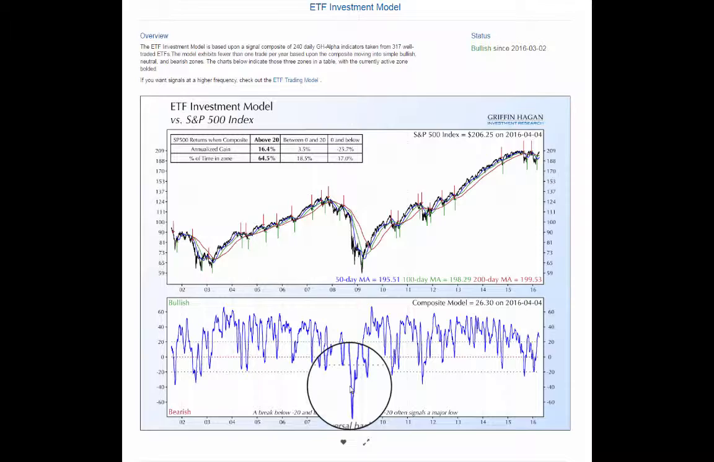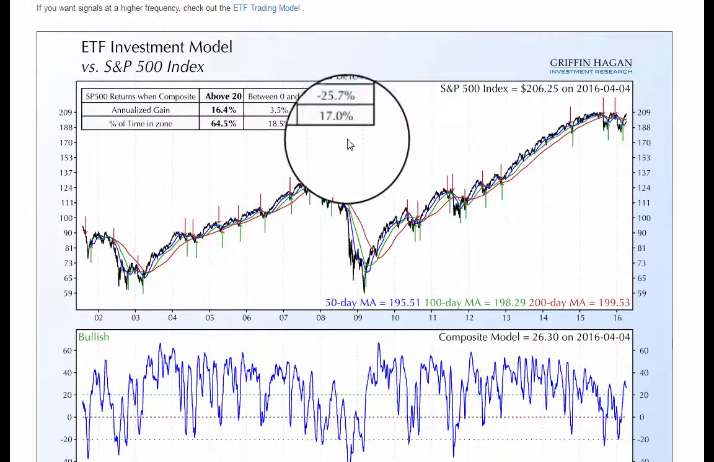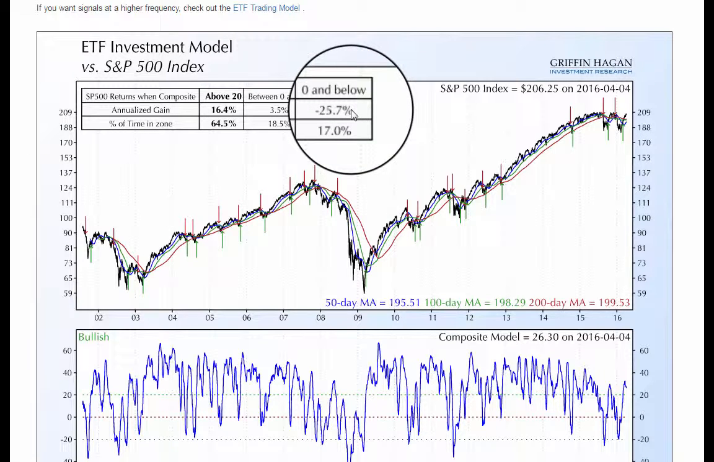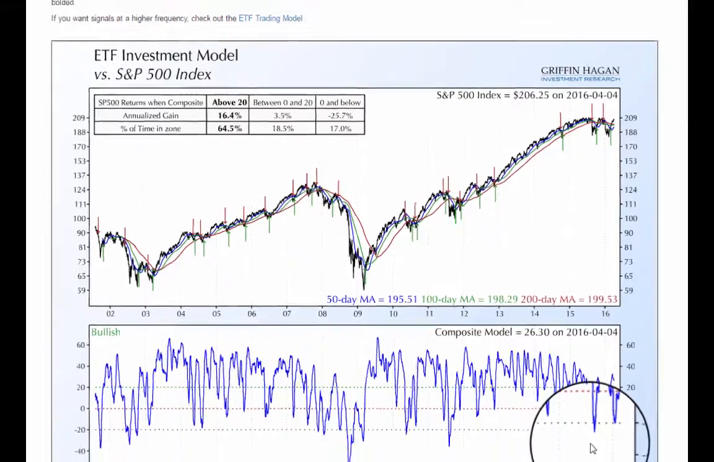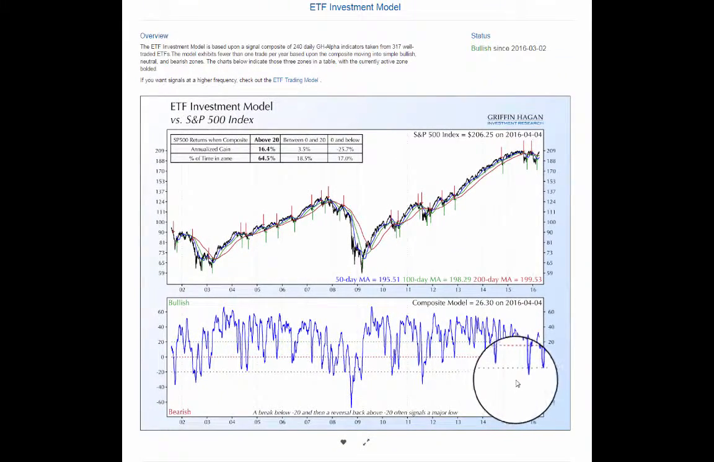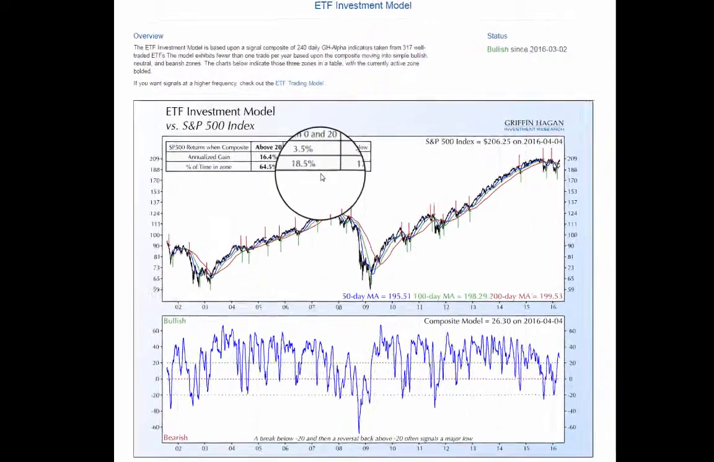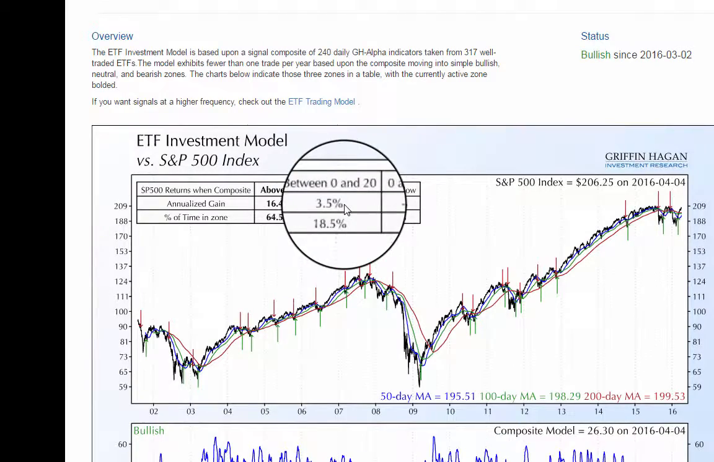When the model's been bearish or below minus 20%, you can see that the S&P 500 has actually declined at a 25.7% annualized rate of return. And then there are times when the model's just saying be neutral. And when the model's neutral, the S&P 500 has gained at a 3.5% annualized rate of return.